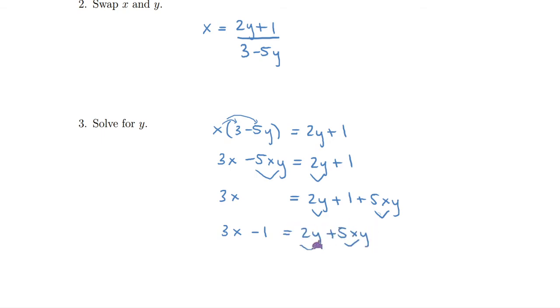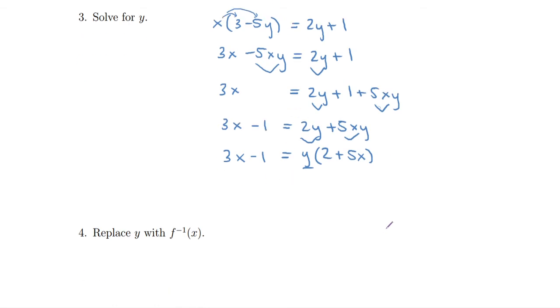Okay, now that every term on the right has a y in it, you can factor it out. That's the main reason you want to bring all those terms to one side. So then you have 2 plus 5x times y equals 3x minus 1. Since I factored out that y, I can just divide by this extra term over here. So then you have 3x minus 1 over 2 plus 5x equals y.